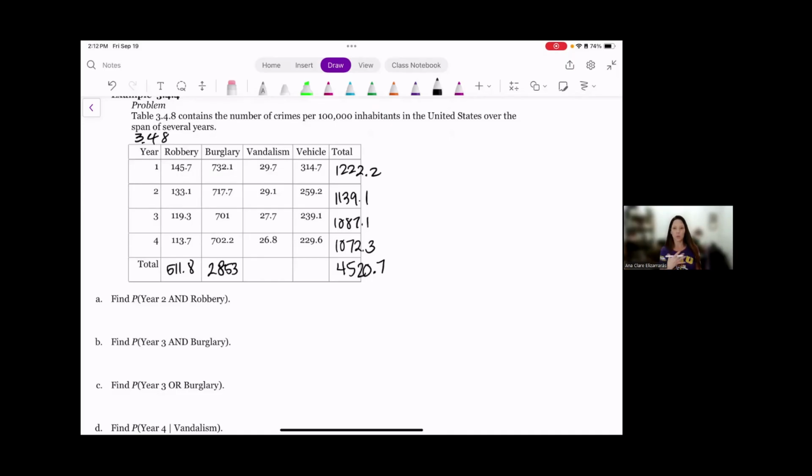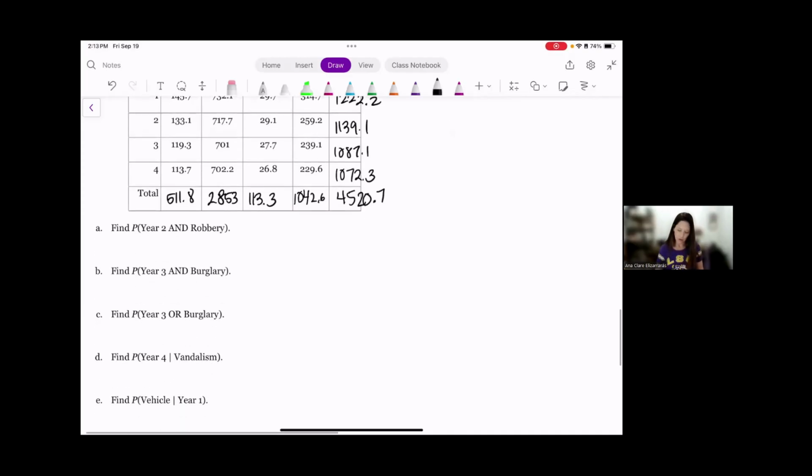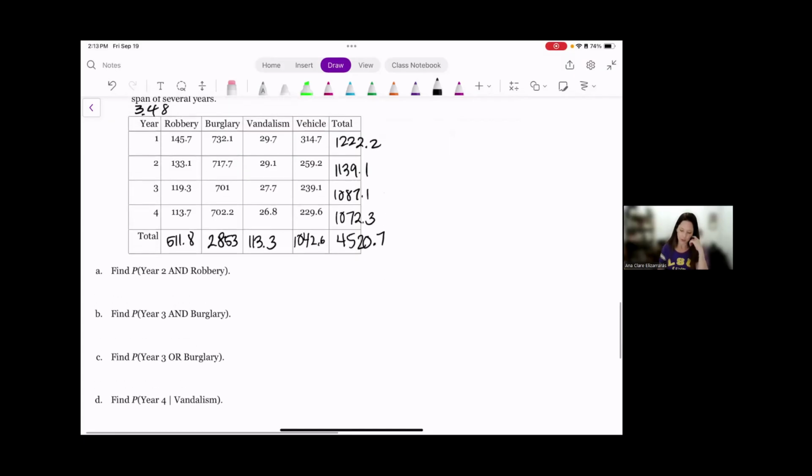Now, I don't want to leave these as fractions, because I'm going to have decimals, which means it's a complex fraction or compound fraction. So I want to make sure that I turn those all into decimals. 29.7 plus 29.1 plus 27.7 plus 26.8 is 113.3. 314.7 plus 259.2 plus 239.1 plus 229.6 is 1042.6. And adding them all together just to make sure I did the math correctly, I do get the same answer.